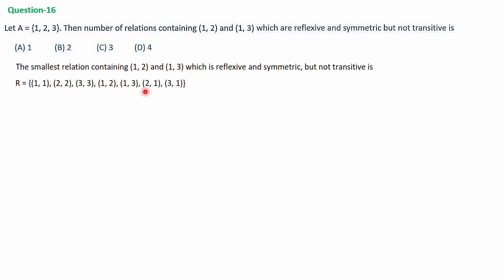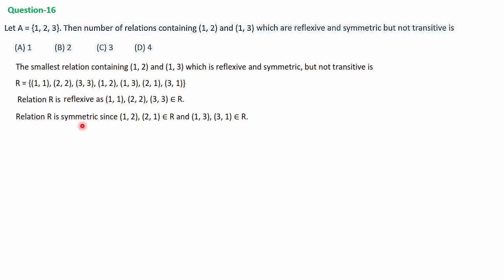Then let's check whether this relation satisfies the given conditions. First of all, it is reflexive and symmetric but not transitive. So relation R is reflexive because, as I said before, (1, 1), (2, 2), (3, 3), all elements are there, so it is reflexive. And relation R is symmetric because (1, 2) and (1, 3) must be there. So (1, 2) is there means (2, 1) also should be there. So here (2, 1) is there. And (1, 3) is there means (3, 1) also must be there. So (3, 1) is here. So since (1, 2), (2, 1) and (1, 3), (3, 1) are elements of R, it is symmetric.